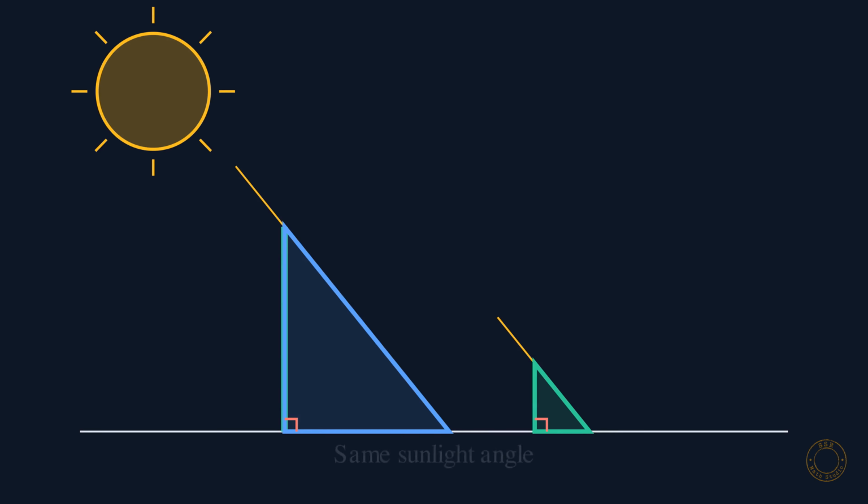Since the sun is very far away, the sunlight rays reaching the pole and the stick are practically parallel, so they hit the ground at the same angle. Once two angles match, the third angle must match too, because the three angles in any triangle always add up to 180 degrees. So the pole triangle and the stick triangle have the same angles.